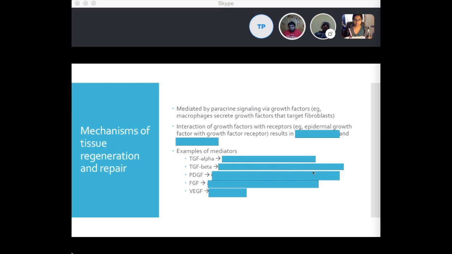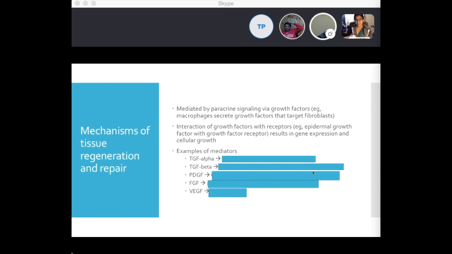So, coming back to wound healing. Tissue regeneration and repair is mediated by paracrine signaling using growth factors. And the interaction of growth factors with receptors will result in growth. So you will have gene expression and cellular growth. You got part right.